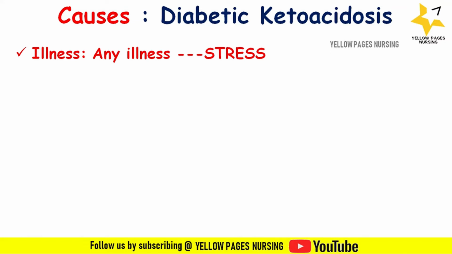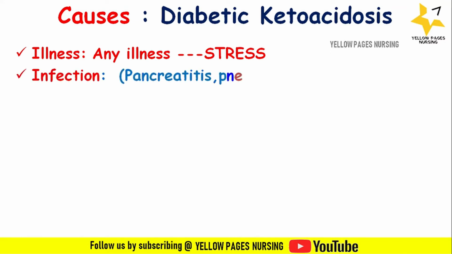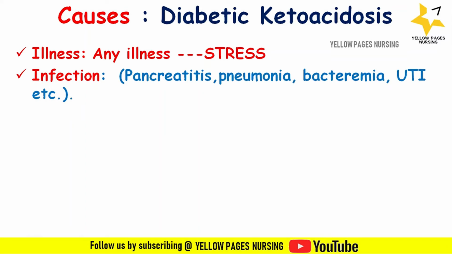Next cause is infections like pancreatitis, pneumonia, bacteremia, UTI, etc. Just like with illness, infections also cause the body to release certain hormones that make it harder to use insulin. Oftentimes, if there is diabetes and an infection, the body needs more insulin than usual.